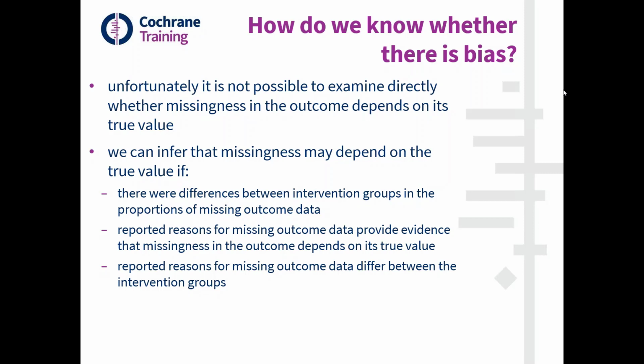The second reason is that if we report reasons for missing outcome data, and the reason for missing outcome data is related to the true value. For example, I was feeling really, really sick, or I was too sick to continue follow-up in the trial. That provides evidence that missingness in the outcome depends on its true value. Next slide, please, Julian.